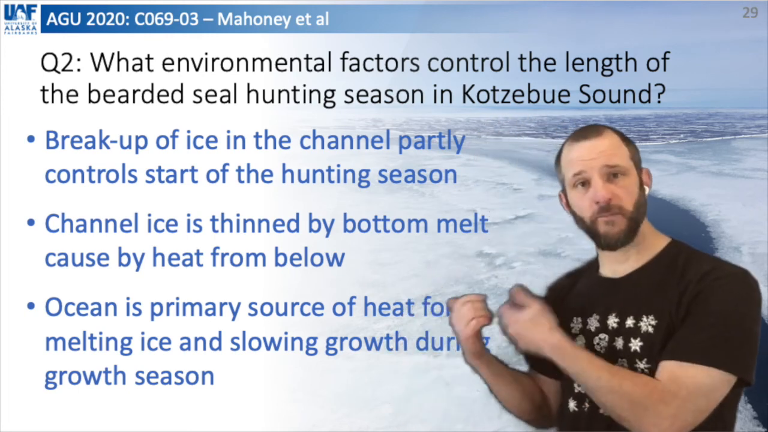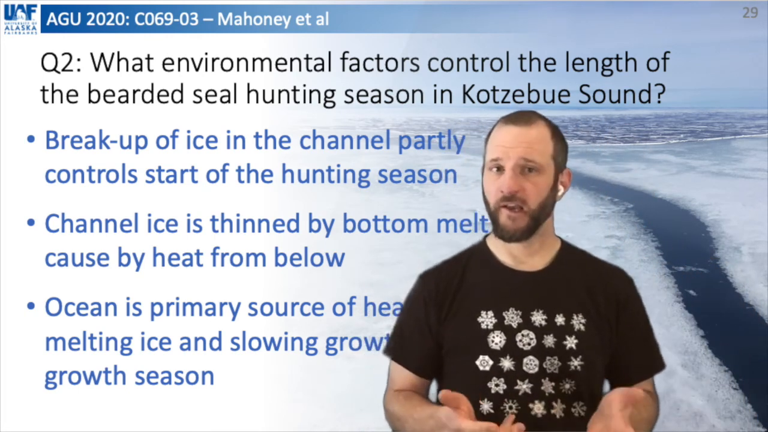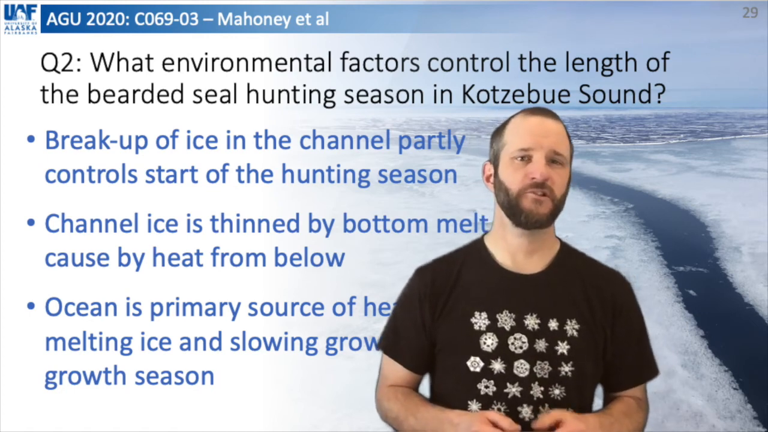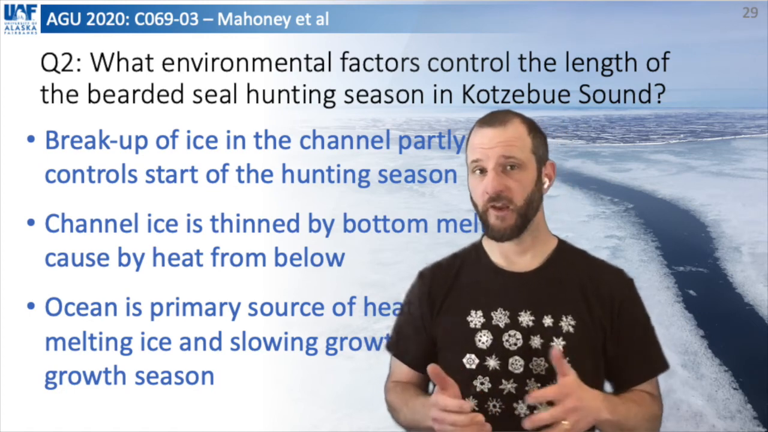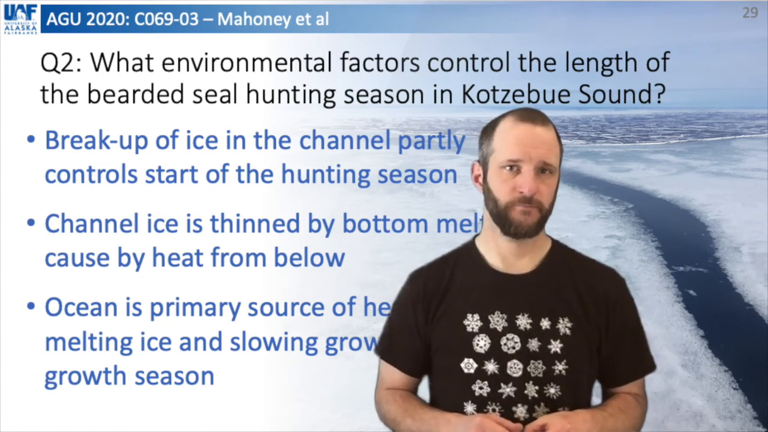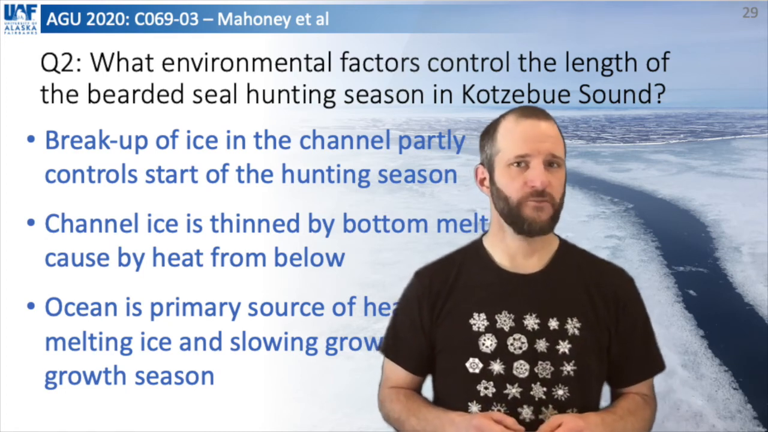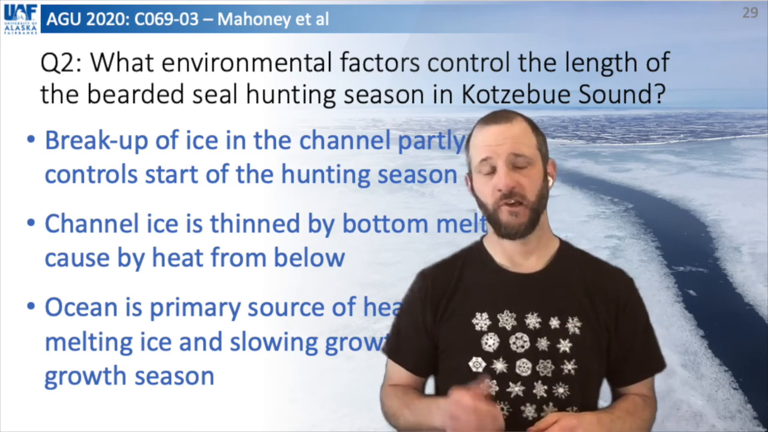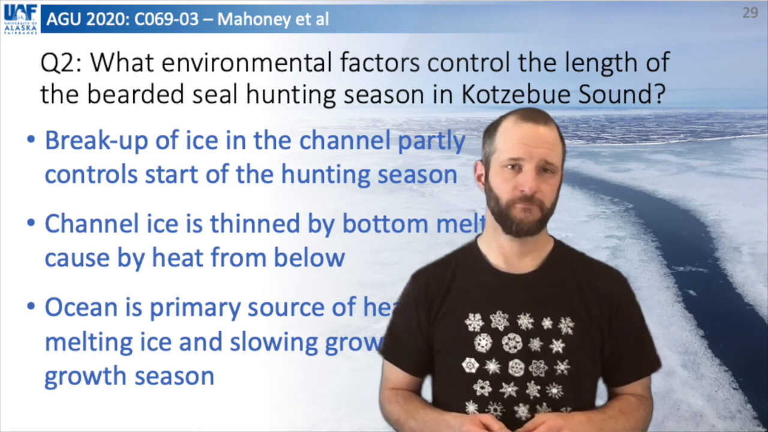The photo behind me shows this channel from the air in late April 2019. And prior to this, our sea ice mass balance measurements show that the ice thinned from below by heat from the ocean, which is therefore one control on the start of the hunting season. And please see Carson Whittier's presentation that I referenced on slide 17 for more details of this process and the oceanic source of this heat.